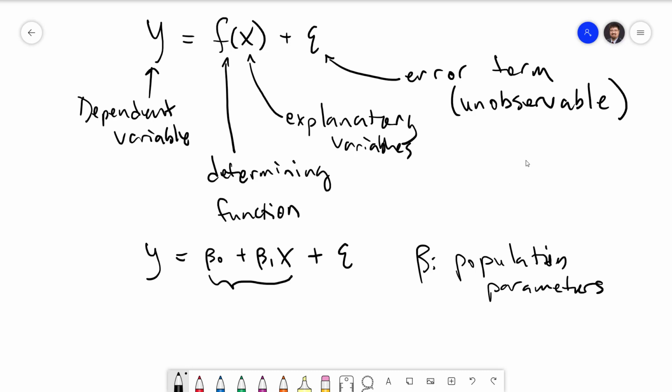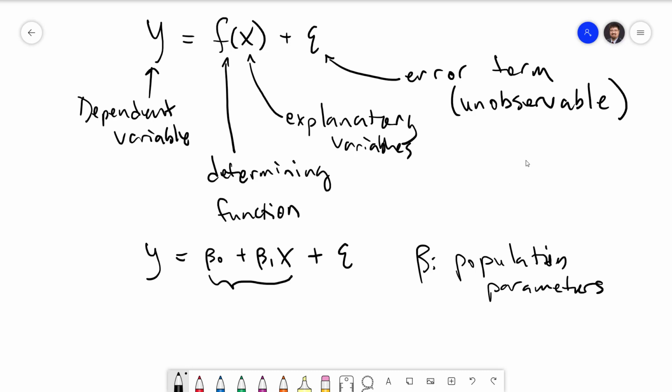The population refers to the whole universe of possible observations that we could get. For example, we might think about the entire population of the United States, hundreds of millions of people. If we somehow had access to data on every single one of those people, we could run a regression and determine what beta naught and beta 1 are with no problem. Unfortunately, that's not usually practical.